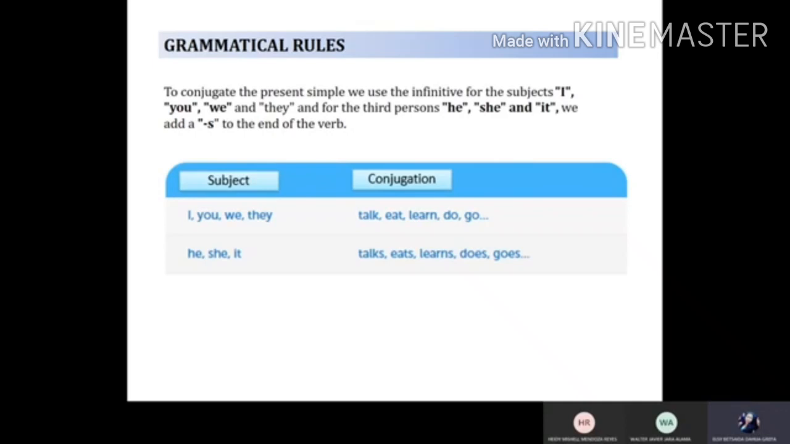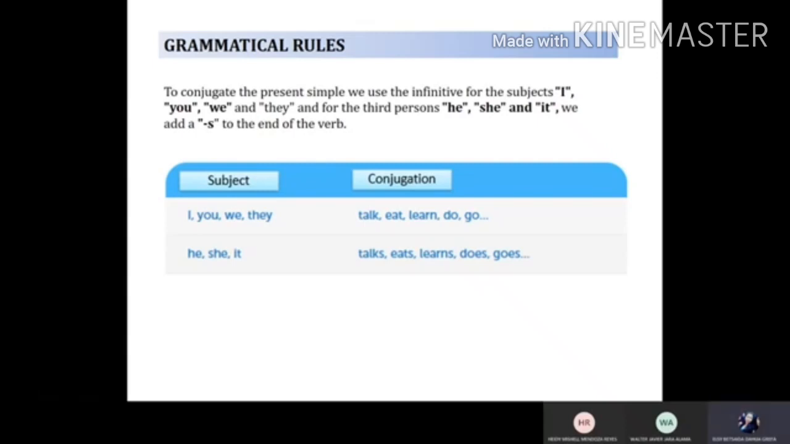Grammatical rules in present simple. To conjugate, we use the infinitive for the subjects I, you, we, and they. And for the third person, she, he, and it, we add s to the end of the verb. For example, for the subjects you, we, they, the conjugation is the next: talk, eat, learn, do, go.